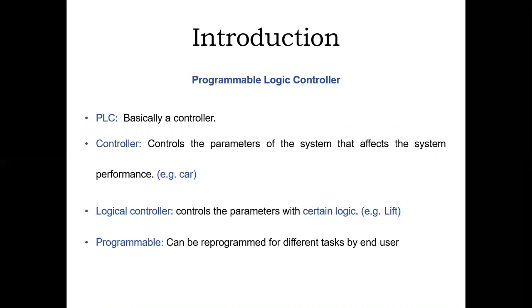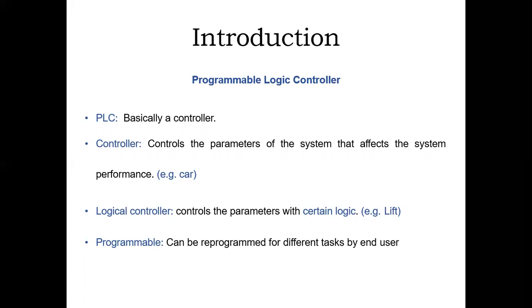Simply, we can define the PLC as a controller with simple logic functions. That is a logic controller, which controls the parameters with a certain logic. So we are going to control the machine with a certain logic. For example, elevators and lifts. If you are on the third floor and want to go to the fifth floor, we need to define a logic: which floor we are on, which floor we need to go to, and how many floors we need to travel. That is defined by the logic controller.